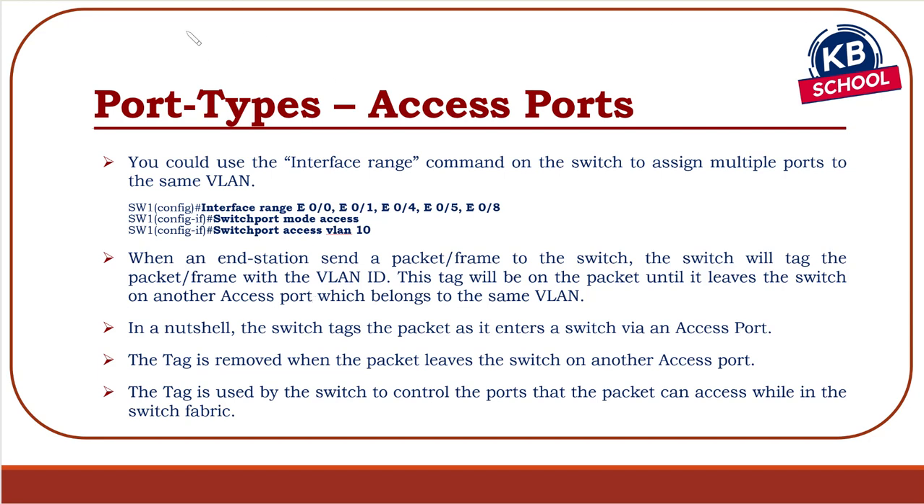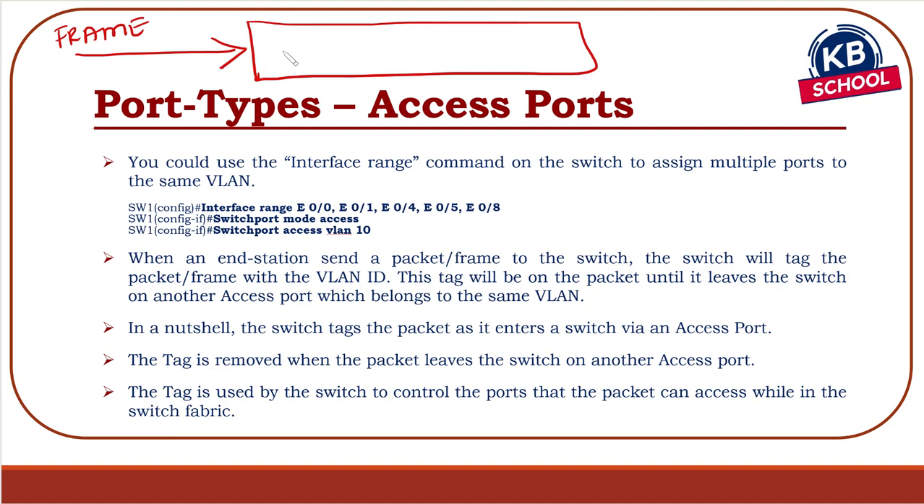So just remember, in terms of an access port, when the frame enters the switch, what does the switch do with it? The switch will add the VLAN tag, which will be done based on whatever you've assigned to E0/0. In my case, I've assigned VLAN 10, so the tag will be VLAN tag 10. It will stay on it until the frame is ready to leave towards the destination port.